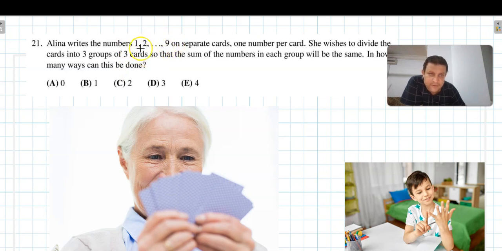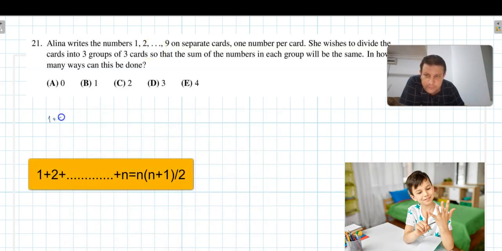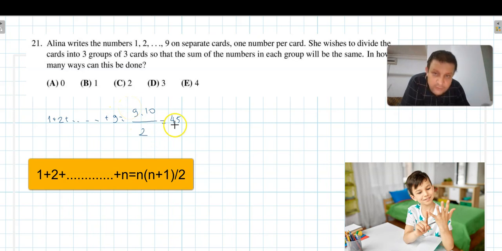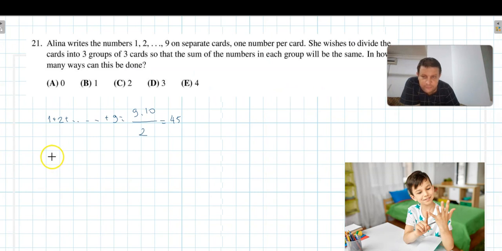Okay, so let's find the total. When we have all 9 cards together, from 1 to 9, the total is going to be 9 times 10 divided by 2, which is 45. I mean, when we add all the numbers together, we find 45. Okay, conditions. Let's think about group 1. Let me write group 2 here and group 3 here.